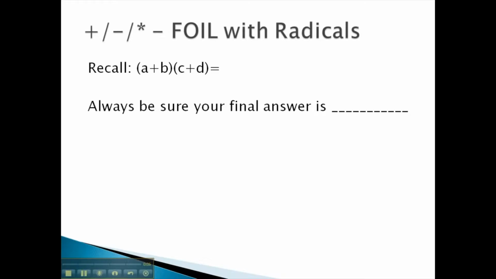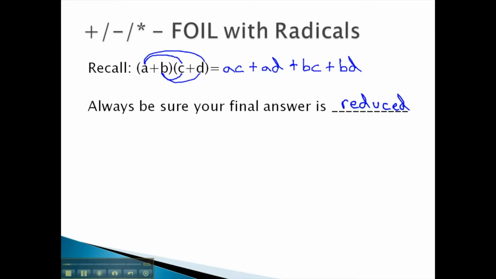Just as we could FOIL before, you may recall we multiply the first term through: a times c, the outside terms, a times d, and then we distribute the second term inside: b times c, and the last terms, b times d. As we do this with radicals, we want to make sure our final answer is always reduced. Let's take a look at some examples where we do just that.